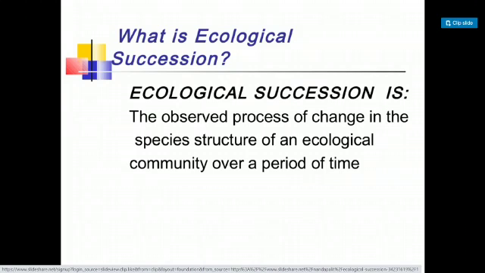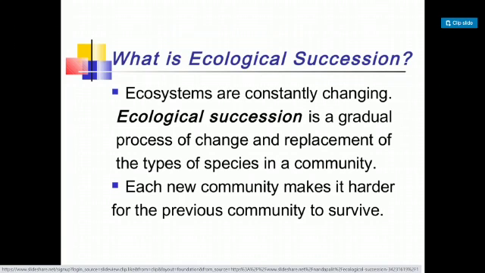So first of all, we will see what ecological succession is. Ecological succession is the observed process of change in the species structure of an ecological community over a period of time. It can be defined as: ecosystems are constantly changing. Ecological succession is the gradual process of change and replacement of the types of species in a community. Each new community makes it harder for the previous community to survive.